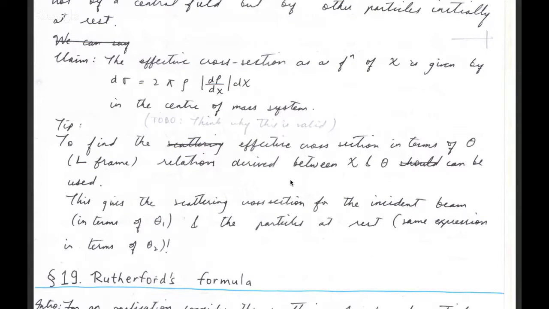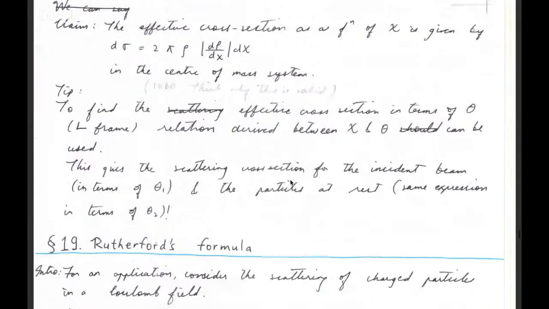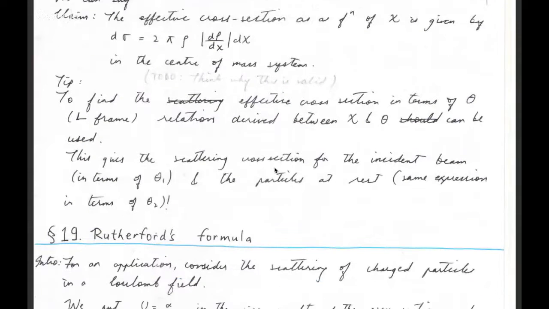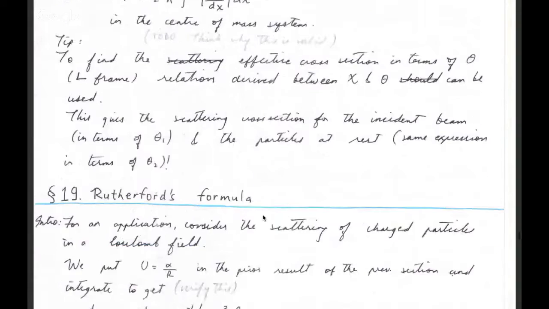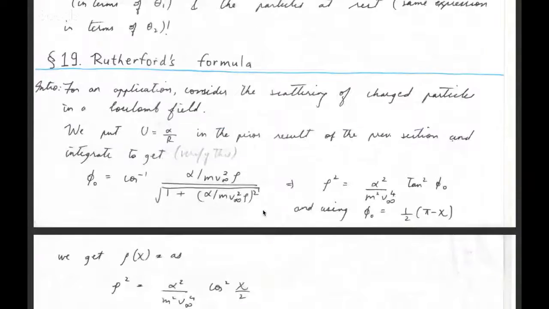So this gives the scattering cross section for the incident beam and the particles at rest. Same expression in terms of theta 2. And this part you will clarify next time. So let's go to Rutherford's formula. So now just do this thing, the Rutherford formula.